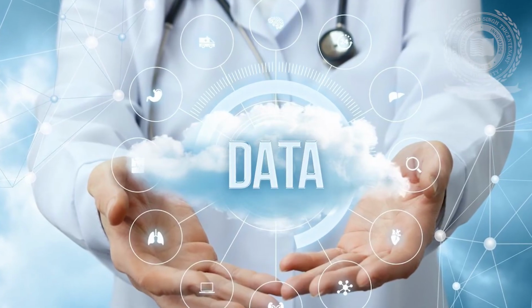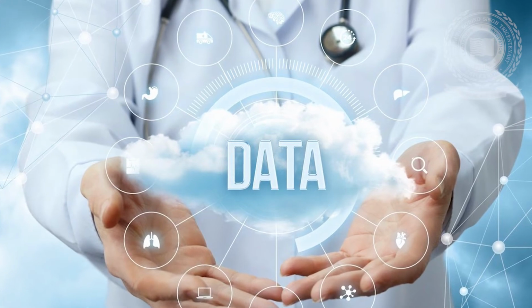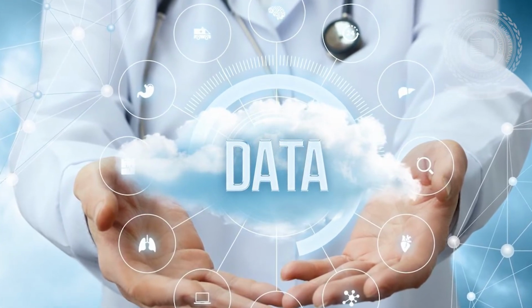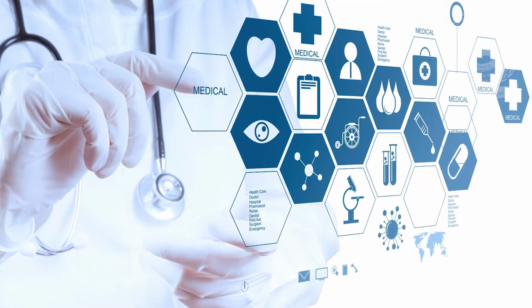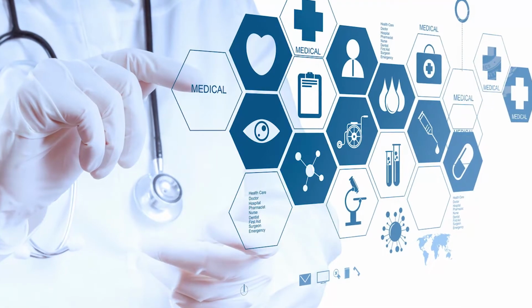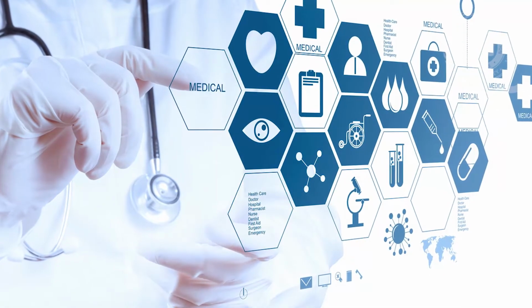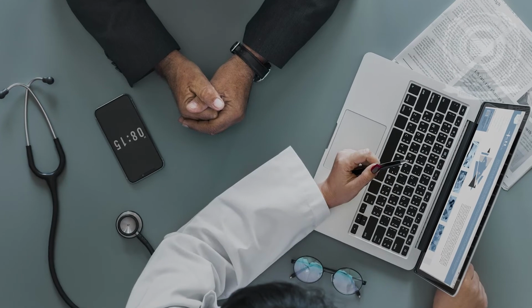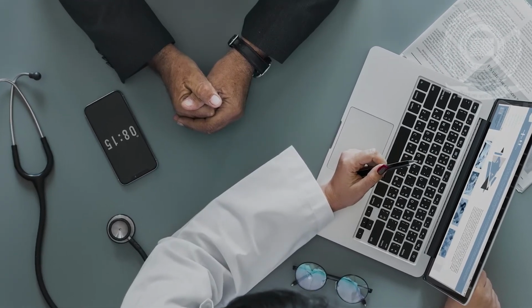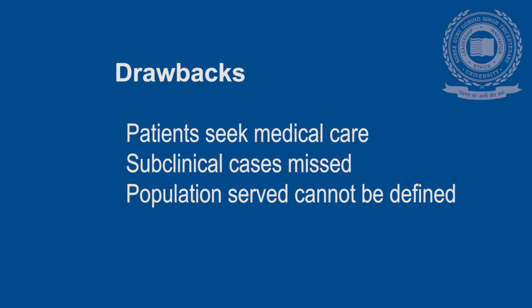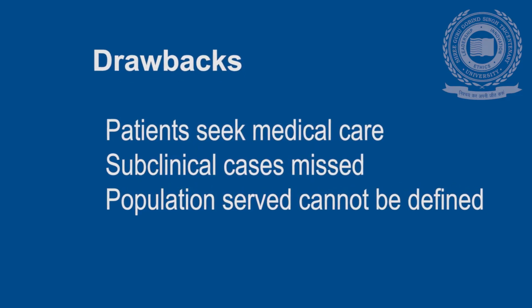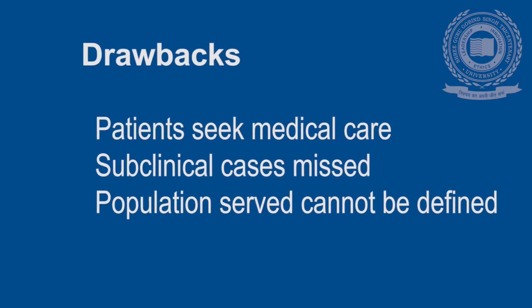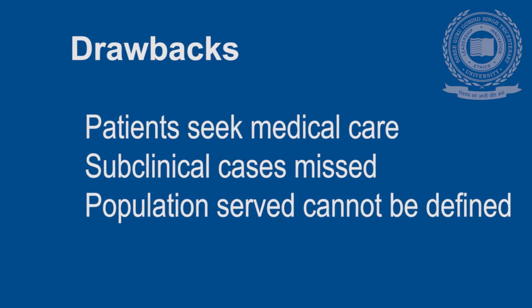Fifth, hospital records. Hospital data constitute a basic and primary source of information about diseases prevalent in the community. It provides data about diagnosis, medical and surgical procedures, duration of stay, cost of care, and association between different diseases, found to be of great value in planning of healthcare services. Whereas drawbacks are that it includes only those patients who seek medical care, subclinical cases are always missed, and the population served cannot be defined.